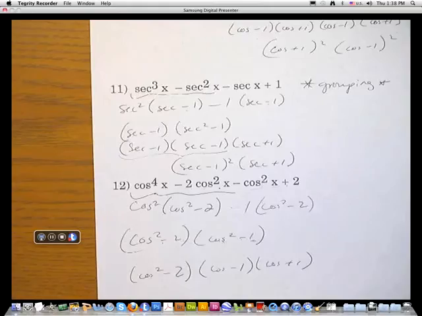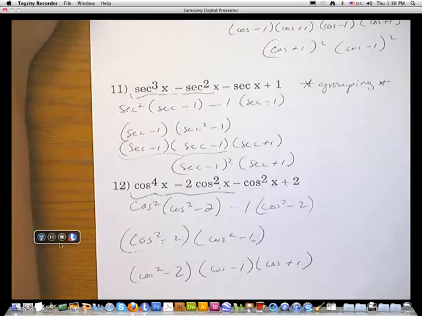So it's all of the exact same kind of factoring that we've been doing. The only difference is you really have to know your identities. You have to know which ones go together.